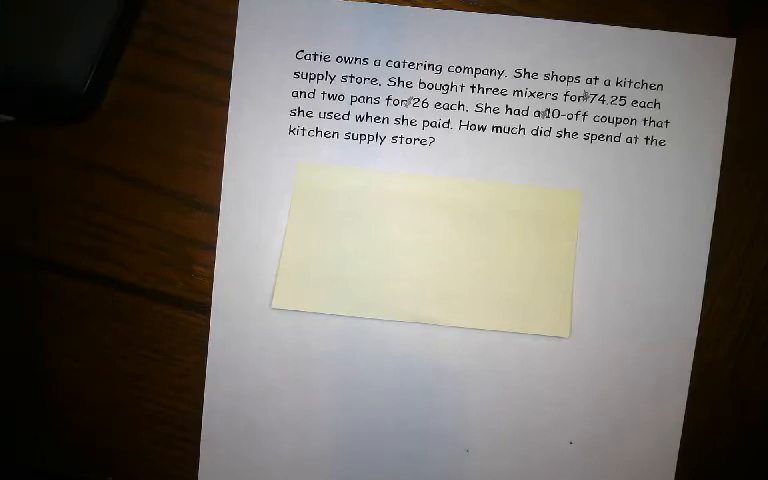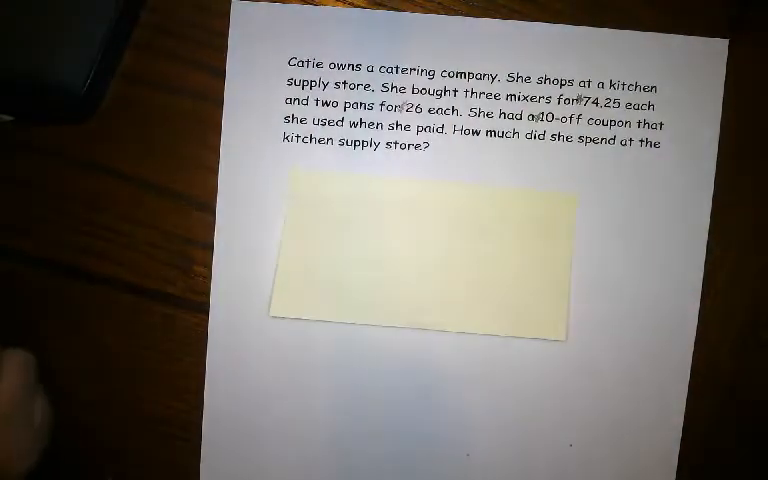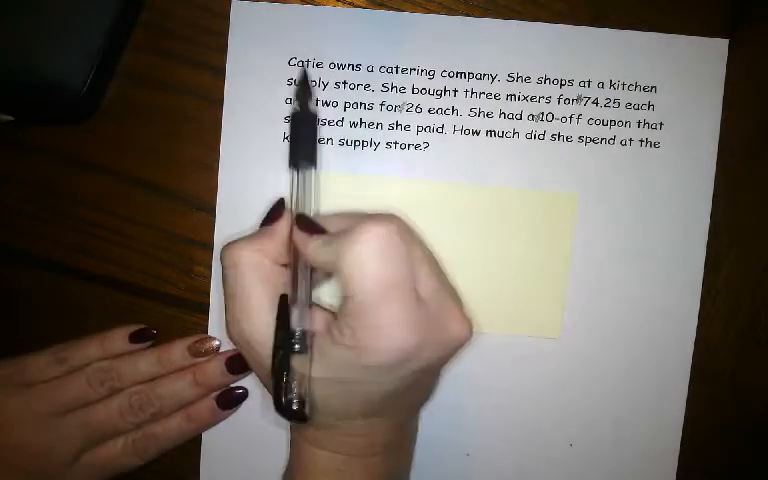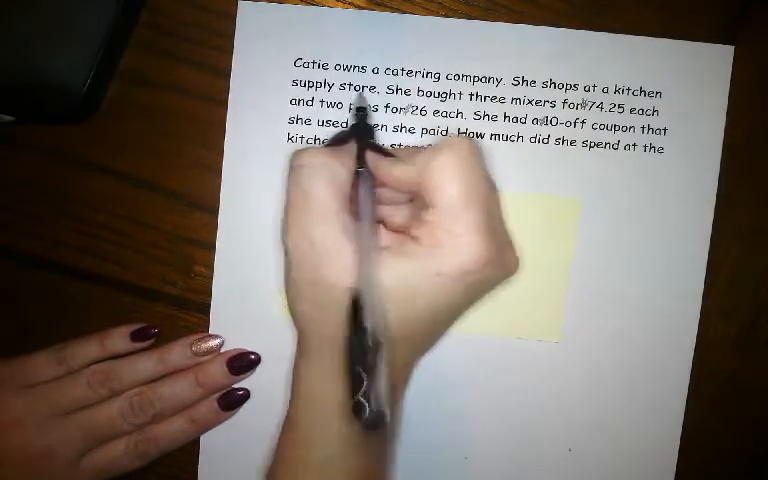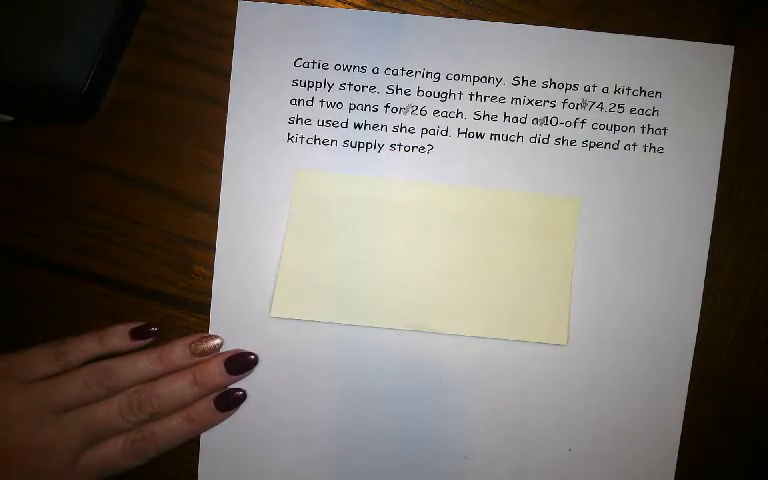Take a look at this problem about a young lady who owns a catering company. If you don't know what a catering company is, it's just a food company where a person can order large quantities of food and it's delivered by someone called a caterer. So Katie owns a catering company. She shops at a kitchen supply store. A kitchen supply store is just a fancy store and it only has supplies for kitchens.